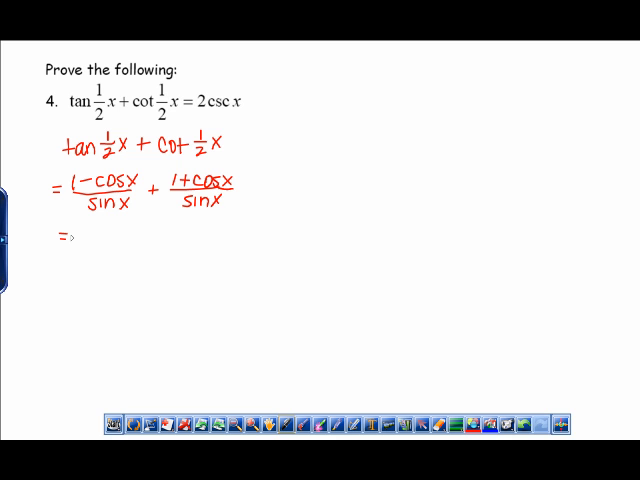Now look how nice this is. I have the same denominator. I love that. And the fact that cosecant is in what I'm trying to prove is nice, that I have a sine in the denominator. Okay, so let's write all this out. 1 minus cosine x plus 1 plus cosine x. Look at this. The cosines cancel. And I have 1 plus 1, which is 2. And we've seen this before. 2 over sine x is 2 cosecant x.